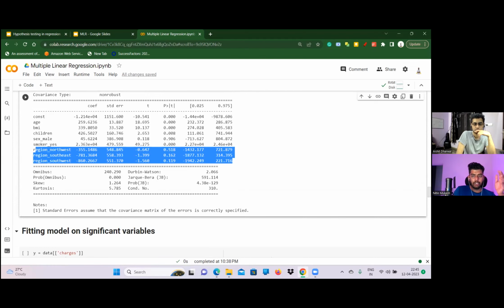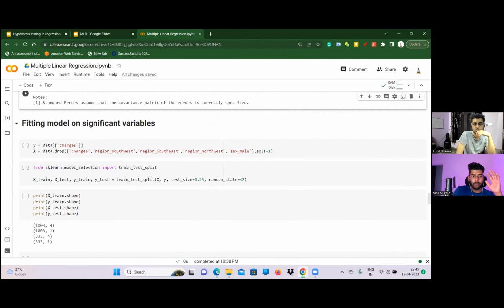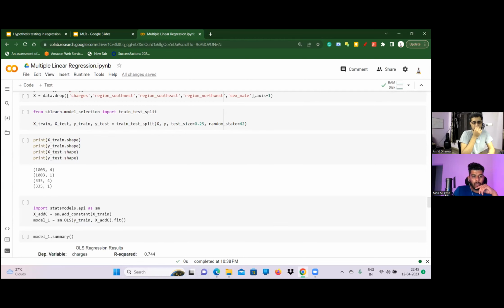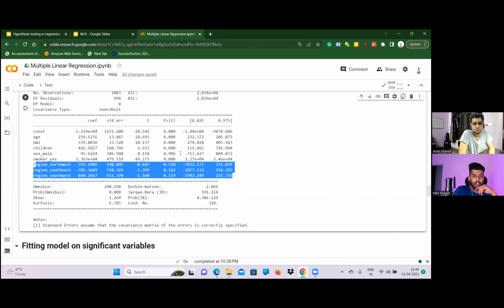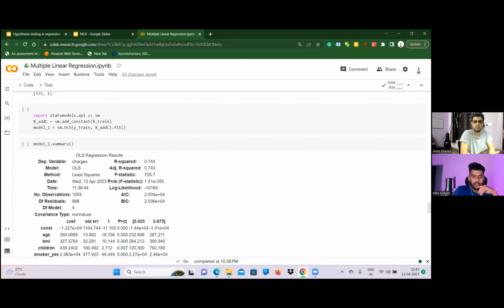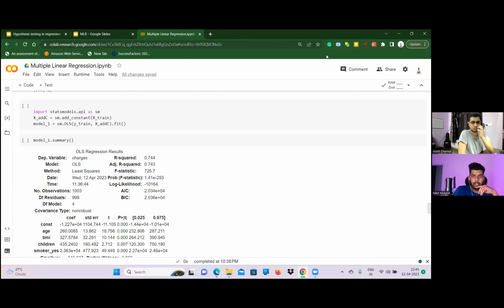So just for the sake of experiment, I remove these four features which are not significant, and we again fit the model in the same way. Right now we will have only four features. If you just run the regression, you are going to get the same adjusted R square, same thing. You can see that here.